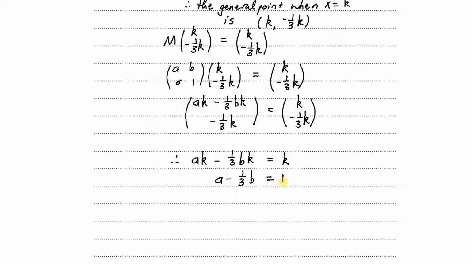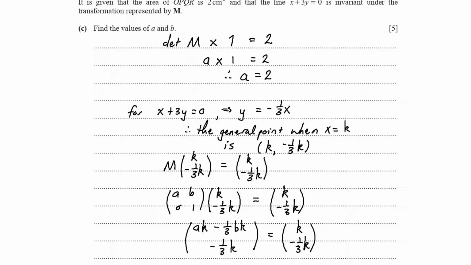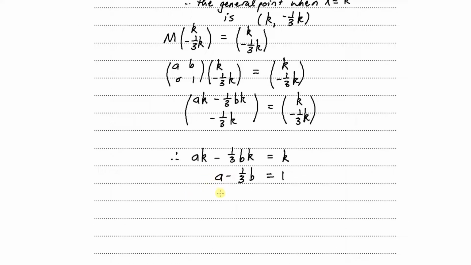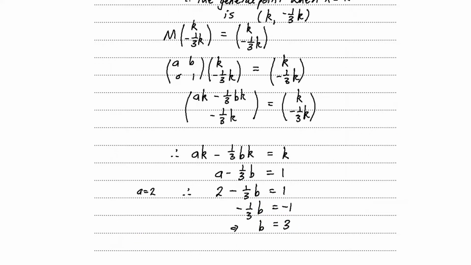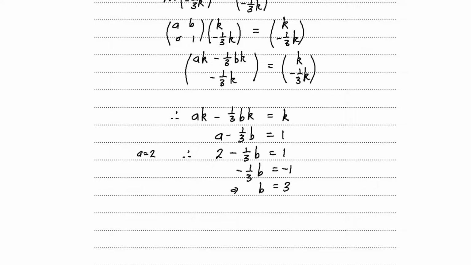is equal to 1. But we've gotten a to be 2, so that's 2 minus a third b is equal to 1, since a is 2. And we can now work out for b. So subtracting, we're getting minus a third b is equal to minus 1, and therefore we get b coming out as 3. So we now have the value of b coming out as 3. So we have our two answers. a came out as 2 and b came out as 3. So these are the two solutions for this question.